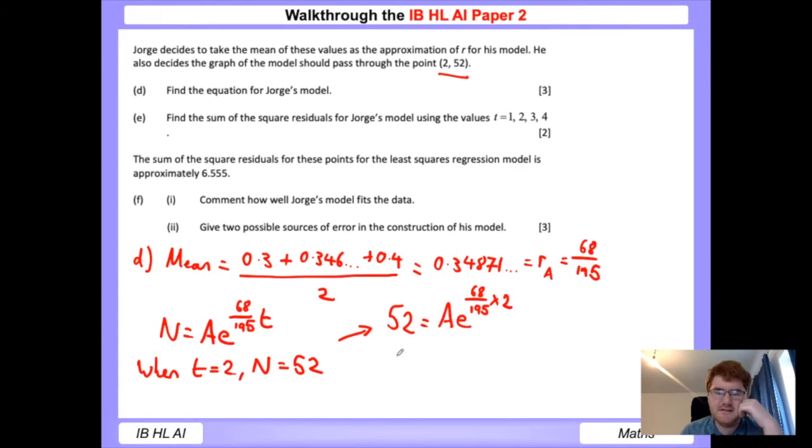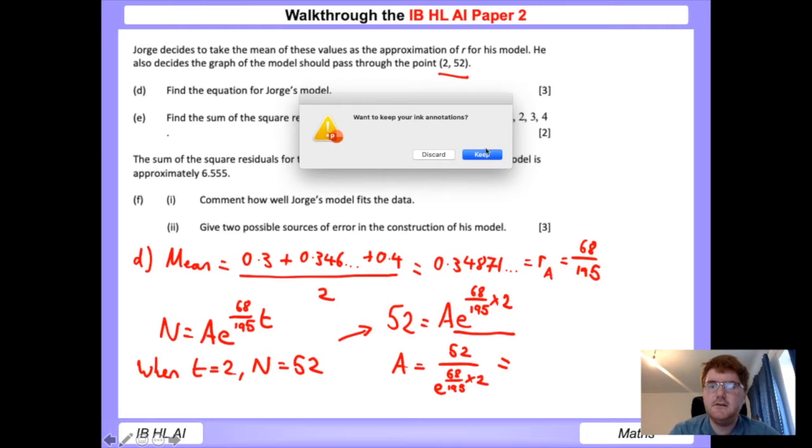And we can simply work this out using our calculator. So I'm going to try and keep this as straightforward as possible. Remember, this here is just a constant, it's just a number. So we get 52 divided by e to the power of that. And notice that I'm trying to avoid any rounding errors by keeping it as exact as possible.